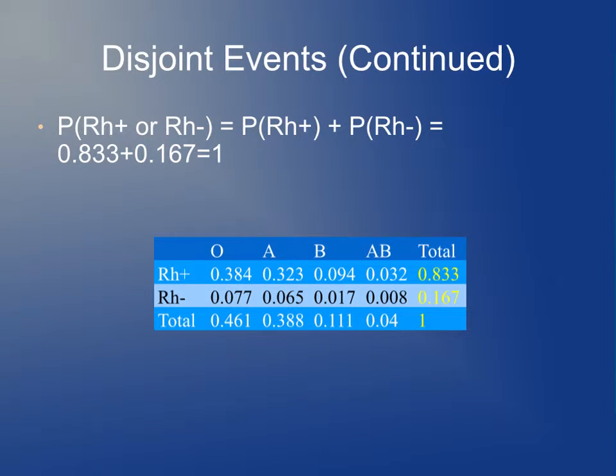Two other possible disjoint events: what's the probability of having either Rh positive blood or Rh negative blood? Well, that's equal to the probability of being Rh positive plus the probability of Rh negative, which is 0.833 plus 0.167, which is equal to 1, which agrees with our intuition. Everyone is either positive or negative, so that probability should be equal to 1.